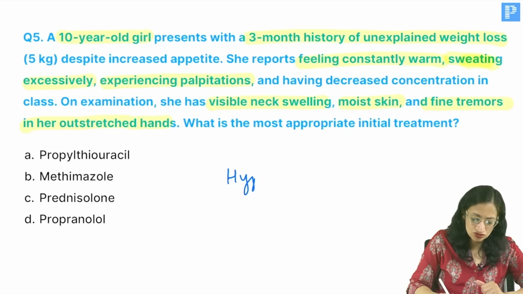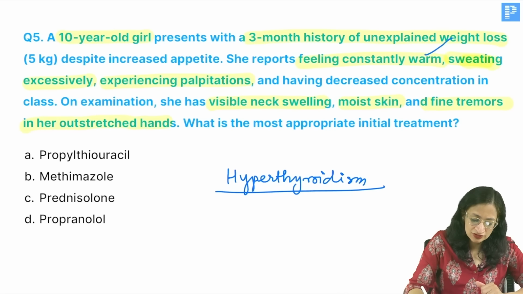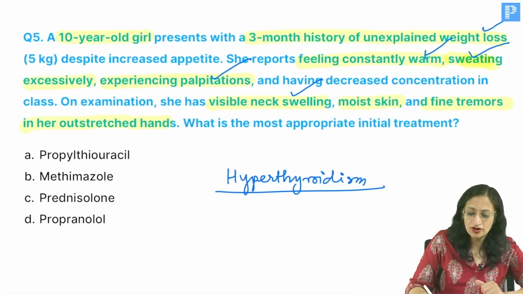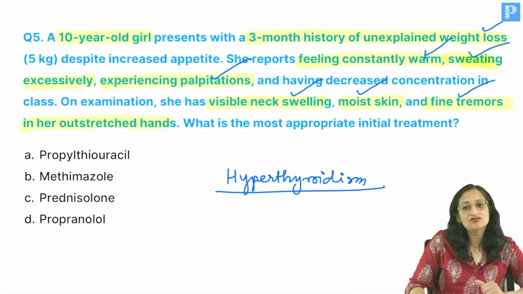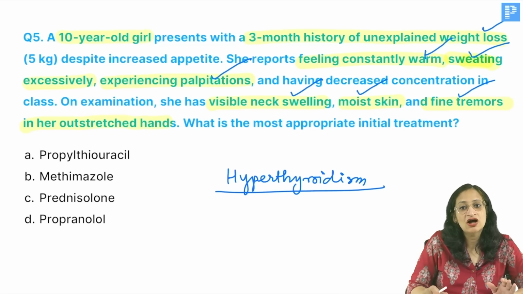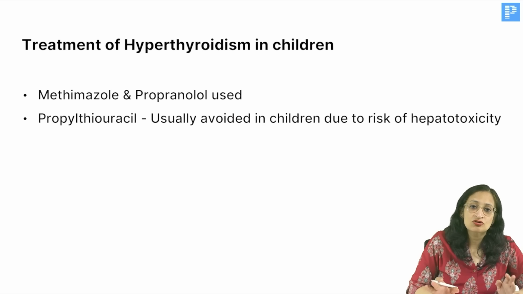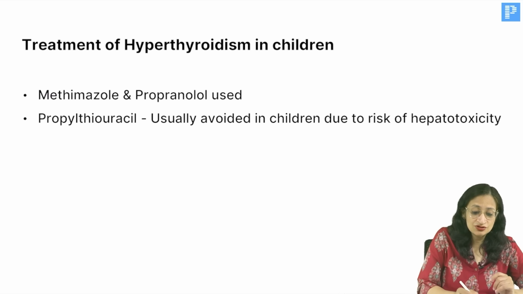All these are features of hyperthyroidism, right? So, the patient is excessively warm, then there is unexplained weight loss, excessive sweating, palpitations, neck swelling or goiter, moist skin, fine tremors. All these are features of hyperthyroidism. Now, for treatment of hyperthyroidism in children, usually the first line drug that is used is methimazole.